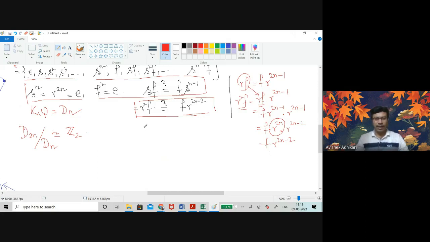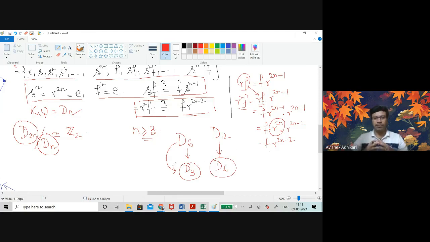But the interesting fact is that if n is greater than or equal to 3, then within D2n you will have a copy of Dn. That means D6 contains D3 as a subgroup, not only a subgroup, but a normal subgroup. So D12 contains D6 as a normal subgroup. And that's quite interesting. Sometimes this question is asked: whether Dn is contained in D2n or not. And from here you can very easily explain how D2n contains Dn as a normal subgroup. Is it clear to all of you? Clear? Okay.